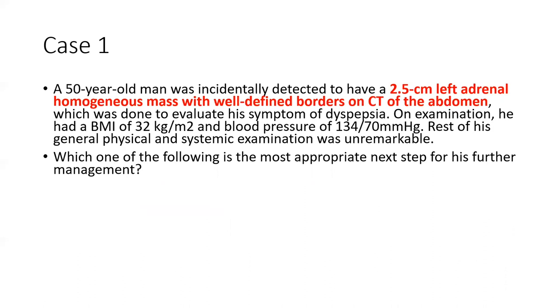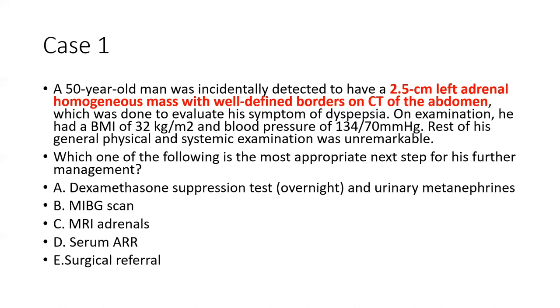Which of the following is the most appropriate next step for management? So here we have an adrenal incidentaloma. He doesn't look clinically to have any features, but what is the most appropriate next step we need to do in this management? Should we do a dexamethasone suppression test and urinary metanephrines? Should we directly go for an MIBG scan, MRI adrenals, serum aldosterone renin ratio, or surgical referral?